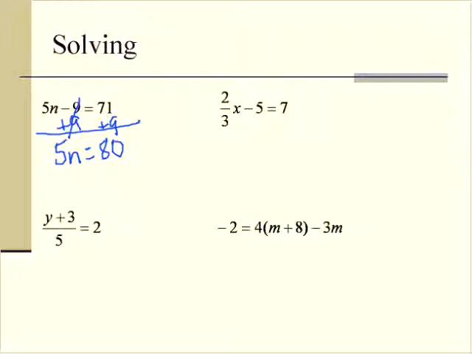Now I'm going to need to undo this multiplication. So the opposite of multiplying by 5 is dividing by 5. When I divide by 5, that's gone, and I just have an n. And 5 is going to go into 80 16 times. It's going to go into 8 once with 3 left over. It's going to go into 30 six times.